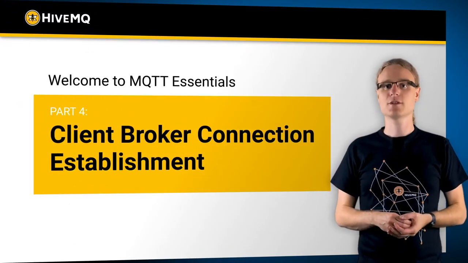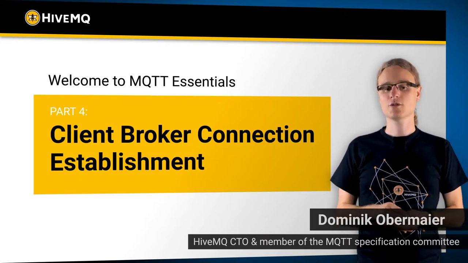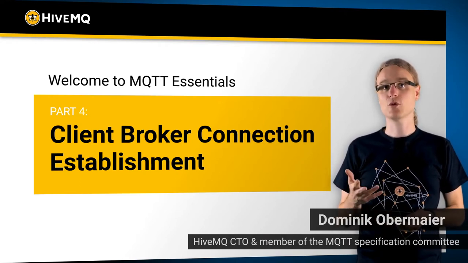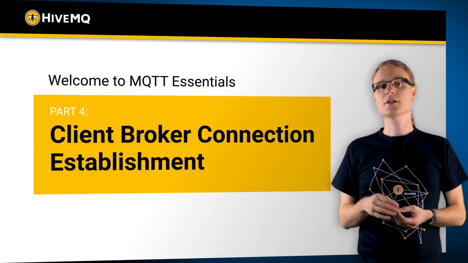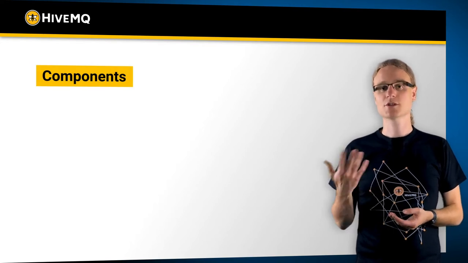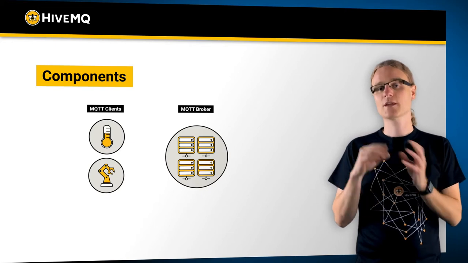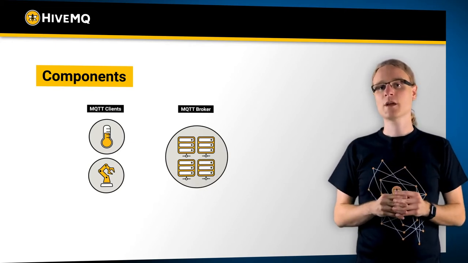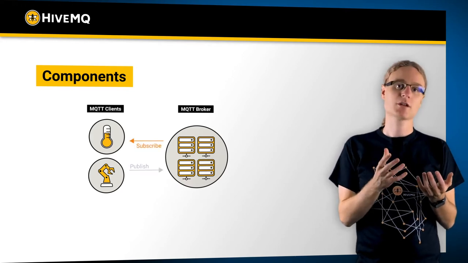Welcome back to the MQTT Essentials. In this chapter, we are going to talk about clients, brokers, and connection establishment. As we've seen in the last video, we have at least two components in each publish-subscribe situation. We have clients, and we have a broker. And a client, of course, can be a subscribing client, a publishing client, or both.